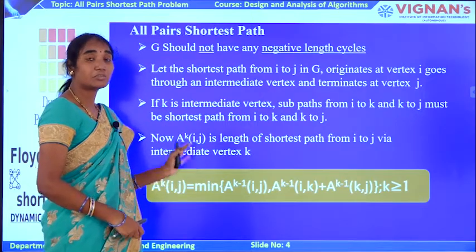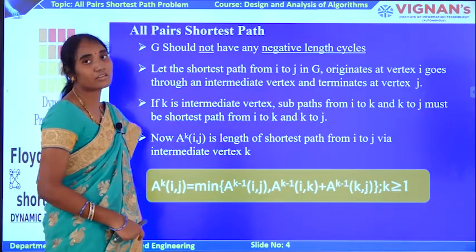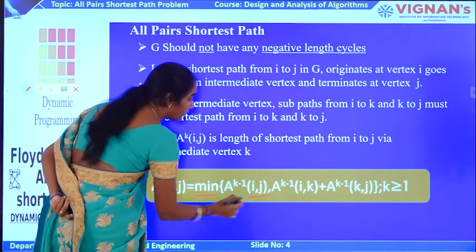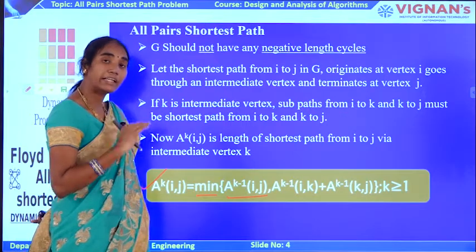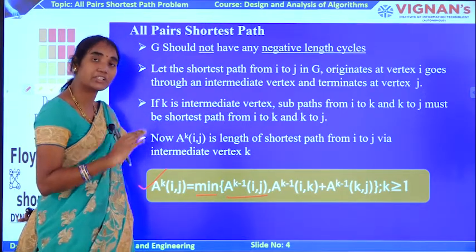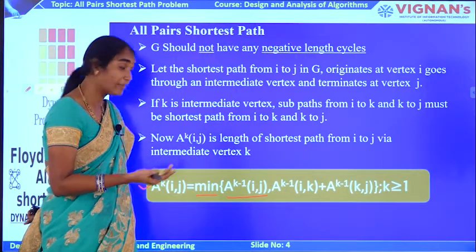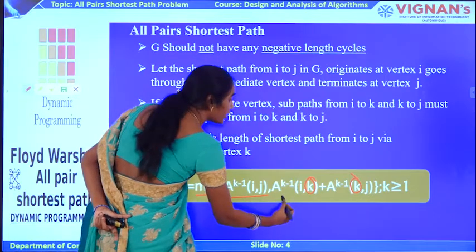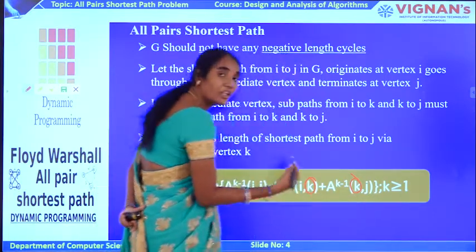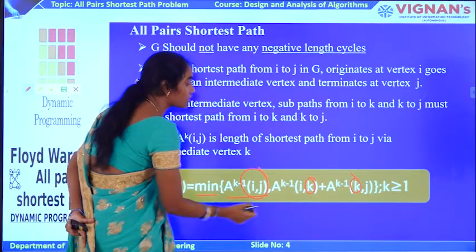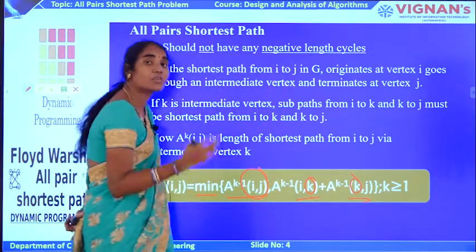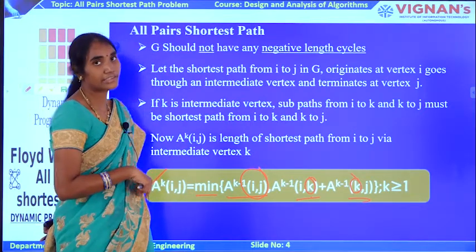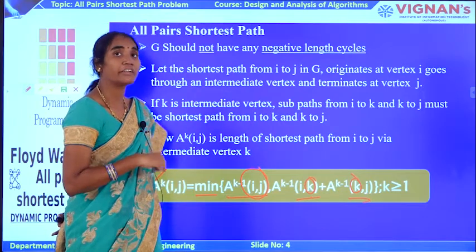To measure A^k of i comma j, there is a recurrence relation. That is, A^k of ij is equal to the minimum of A^(k-1) of ij, that is the direct distance from i to j in the previous step, or else, if I consider k as an intermediate vertex, A of ik plus A of kj. Either the i to j distance or the ik plus kj distance. So whichever yields the minimum value, we take it as the shortest distance in the current iteration.